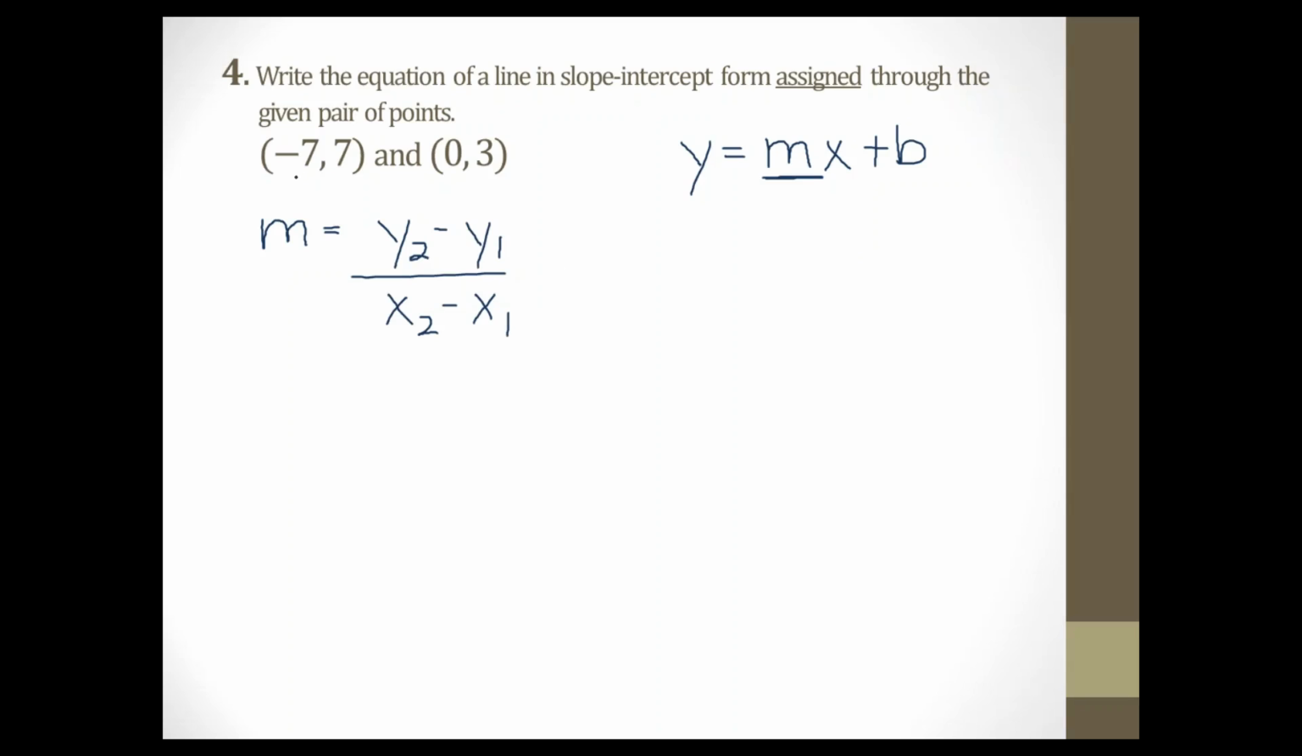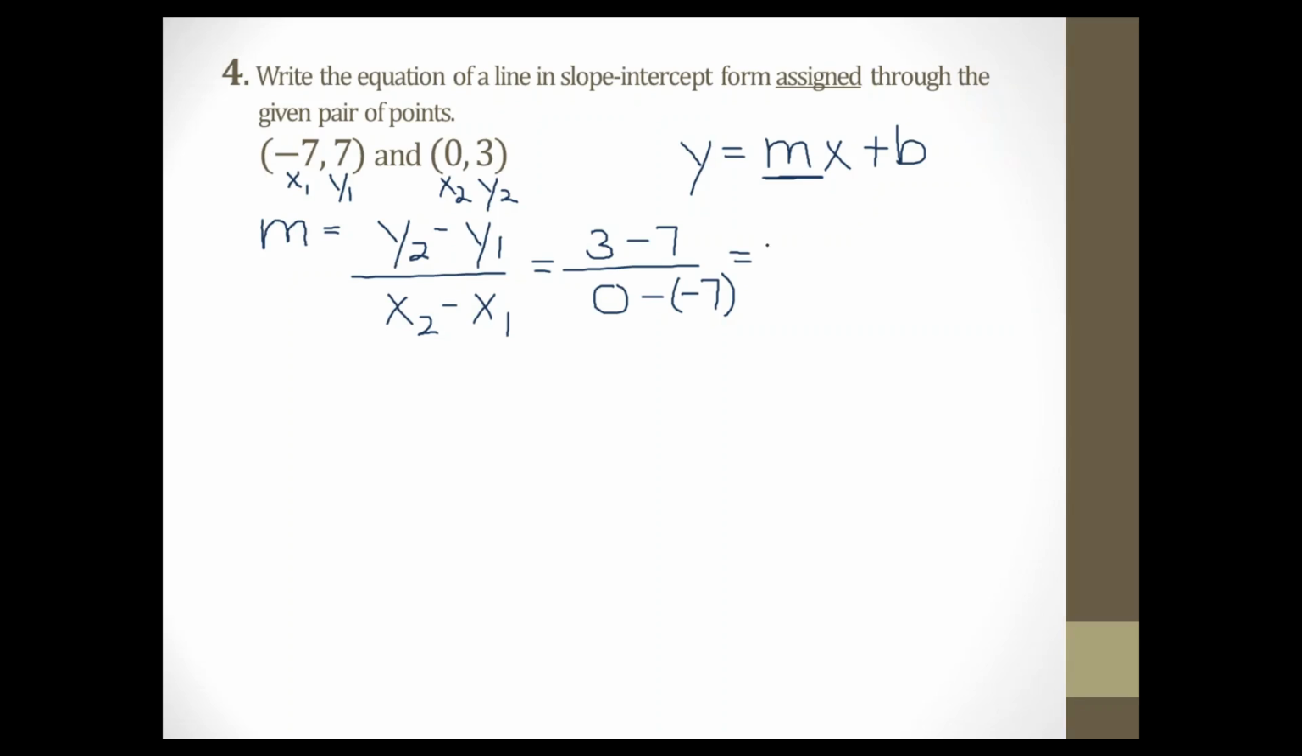Let's label our points. This is our first point, so I'm going to label it x1 and y1, x2 and y2. And then I am going to plug these numbers into my formula. So starting with y2, I have 3 minus y1, which is 7, and then over x2, which is 0, minus x1, which is negative 7. So the first negative is from the formula, and the second negative is from the actual coordinate.